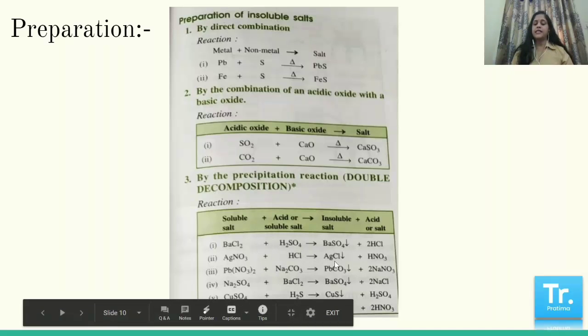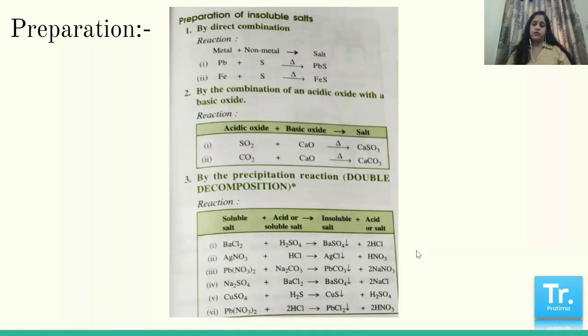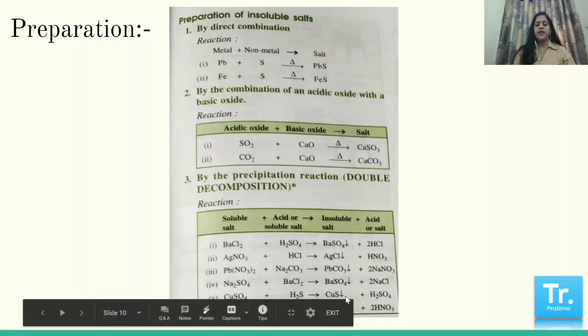So does silver nitrate. Silver nitrate and HCl will give you silver chloride, because silver nitrate is the reagent which we take help of when we identify chloride, and it will give you the white precipitate of silver chloride because silver chloride is insoluble. So does lead carbonate, barium sulfate, copper sulfide and so on.